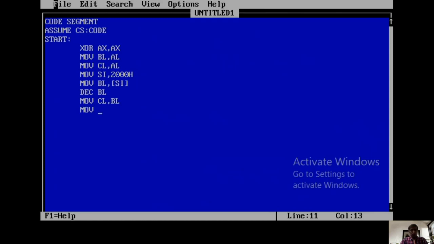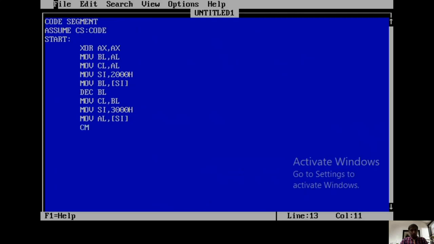Then what is the next step? I need to select the 5 numbers starting from 3000. For that, MOV SI, 3000H. What is the first step? MOV AL, [SI]. So in this case, what happens? My AL takes data from the 3000 location indirectly. So AL takes the first byte of our problem.